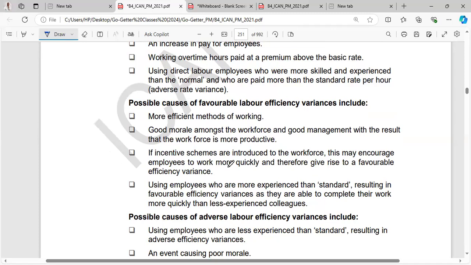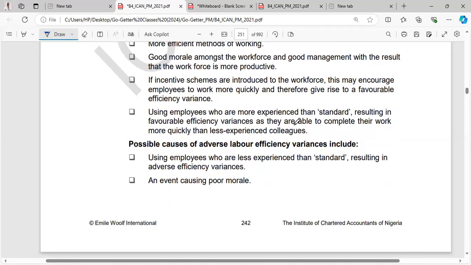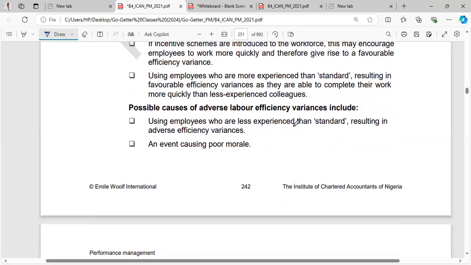Then good morale among the workforce, with the result that the workforce is more productive. Incentive schemes introduced that may make them work more quickly. Then using employees who are more experienced than the standard gives you efficiency variance favorable. What about adverse? People who are less experienced than the standard make you waste time that you would have used for productive things. They are wasting time.